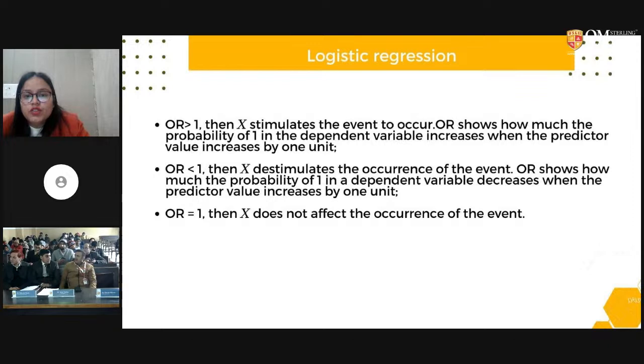You have to focus on the variables analysis table. You have to focus on the significance value and exponential value, and on that basis you will say how much effect is made by the independent variable on the dependent variable. Can we go to the previous slide?